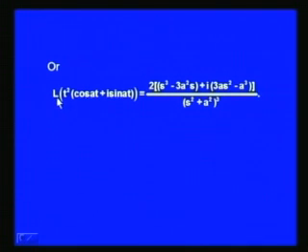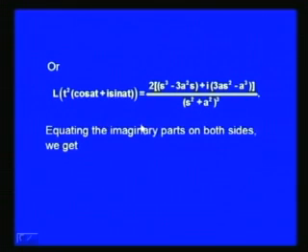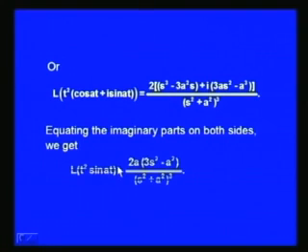Now, we can write L of t square e to the power i a t as cos a t plus i sin a t, and the right hand side is 2 times s cube minus 3 a square s plus i times 3 a s square minus a cube, divided by s square plus a square raised to the power 3. So, equating the imaginary parts on both sides, we get the Laplace transform of t square into sin a t as equal to 2 into a into 3 s square minus a square over s square plus a square raised to the power 3.